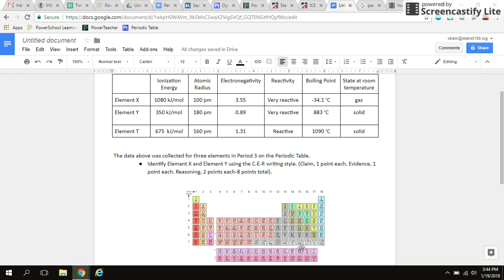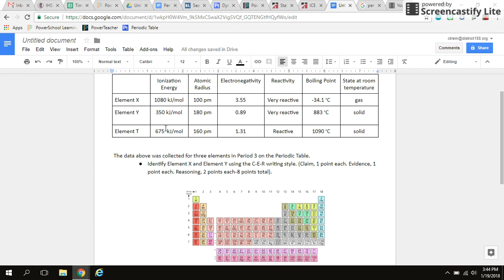Now, I'm going to let you think about that based on information that we've learned in class to hopefully come to a conclusion. But the evidence is leaning very closely to being somewhere in this area on the periodic table. Okay, so you would then tell me claim: element X is blank, and that's it. That's your claim. 1 point.